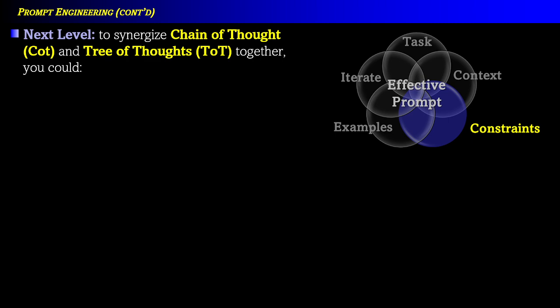Another next level is to synergize these 2 prompt engineering techniques. So the chain of thought, COT, and the tree of thoughts, TOT, putting them together. So let's take a look at how you could do that.